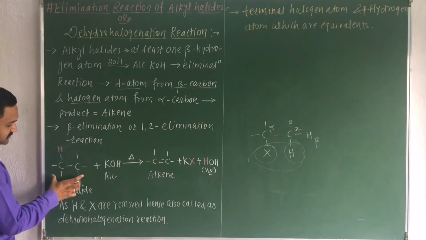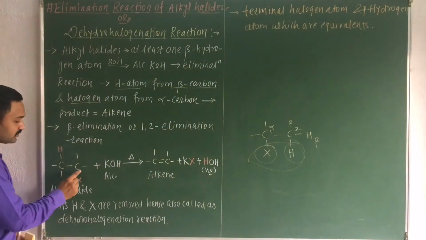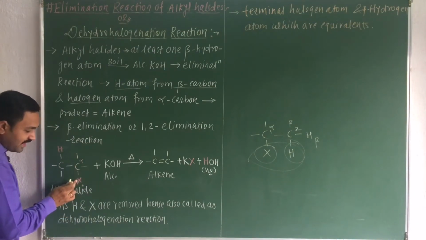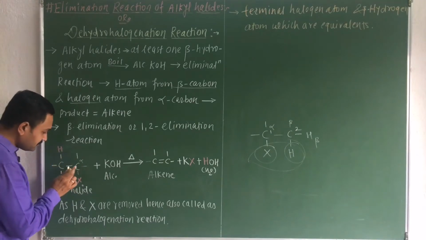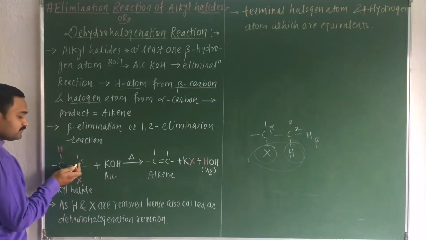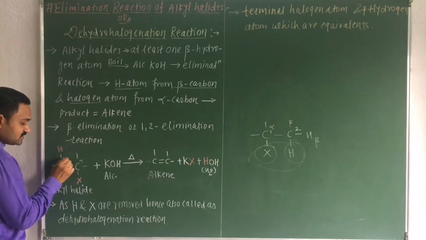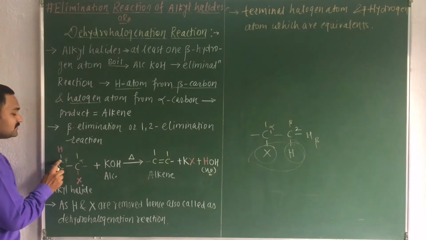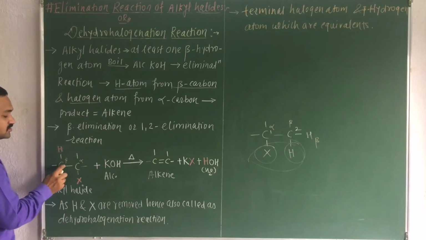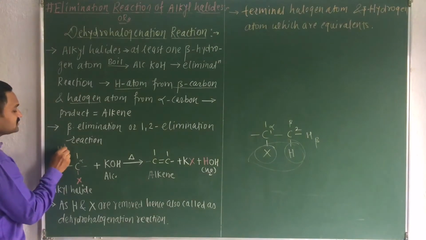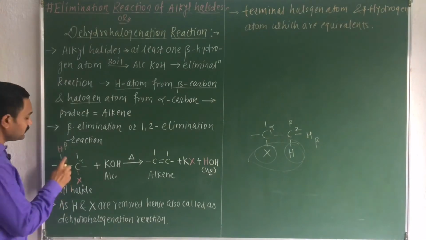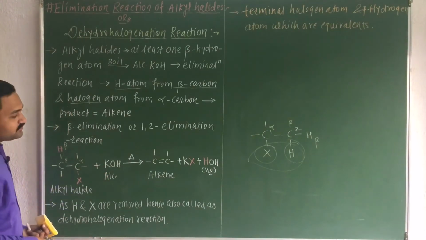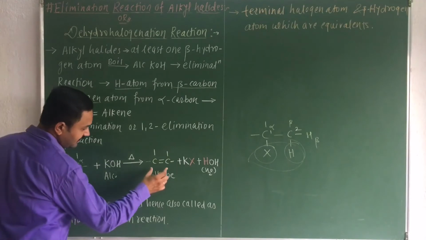Here you can observe this is your alkyl halide compound, in which this particular carbon atom is the alpha carbon atom, as the halogen atom is attached to this carbon atom. Then this particular carbon atom is the beta carbon atom, as it is attached to the alpha carbon atom, and as this hydrogen atom is attached to the beta carbon atom, this hydrogen atom is known as a beta hydrogen atom. When boiled with alcoholic KOH, the formation of an alkene takes place.